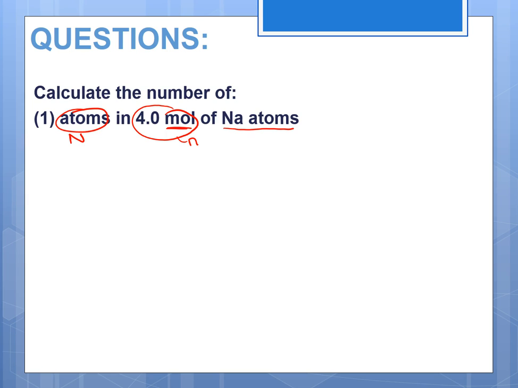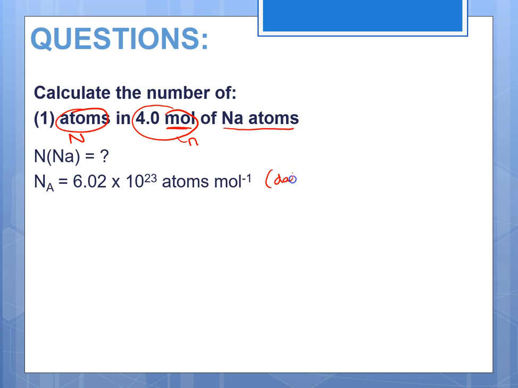Looking at my formula, sodium is just single atoms. We're wanting to count atoms, so there's nothing special that I need to do with this. So we're looking for big N. We know that Na is 6.02 times 10 to the 23. Remember, this is in our data book. And we also know that little n is equal to 4 mole, because we got that from the question.